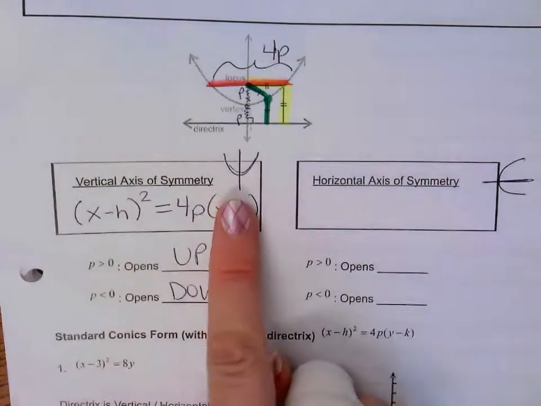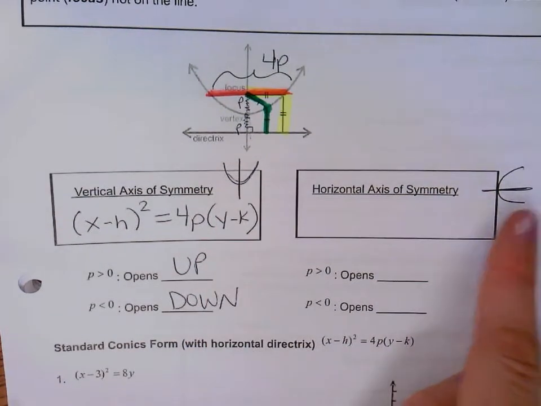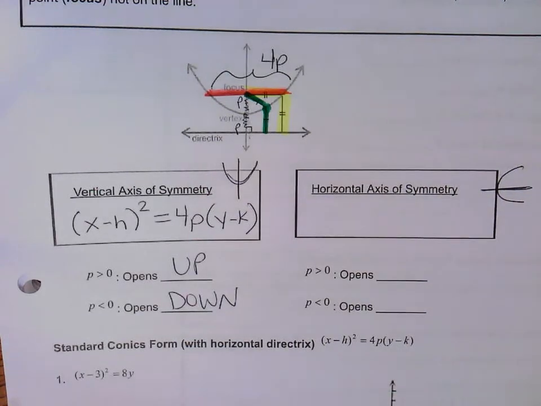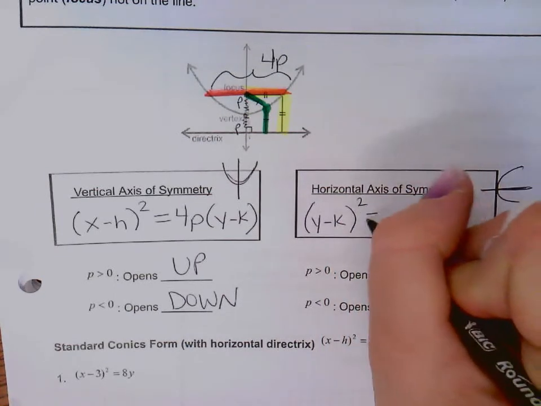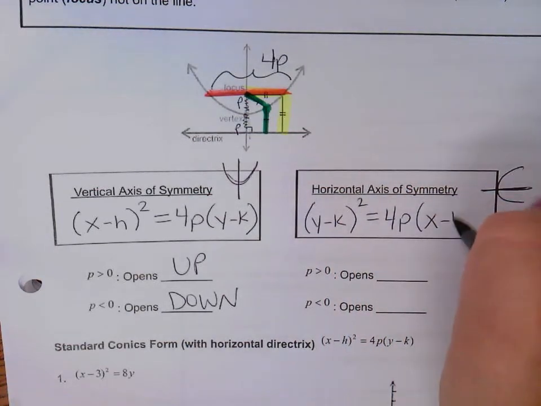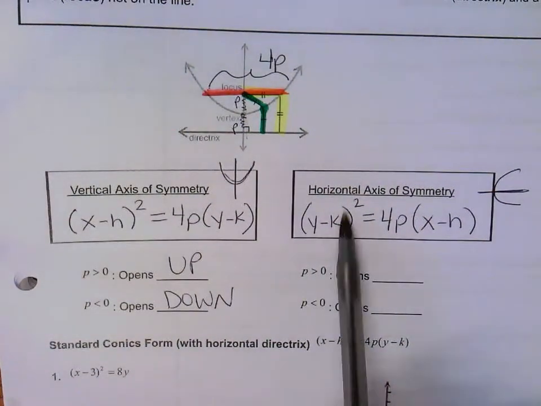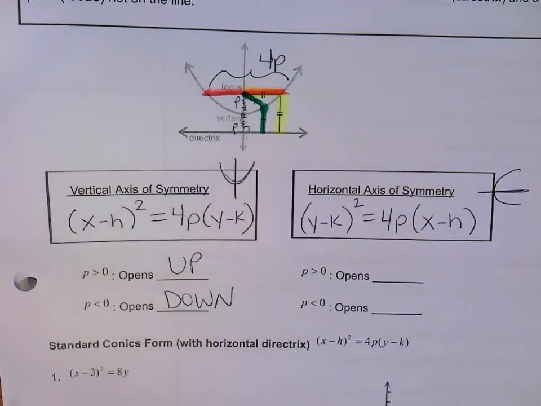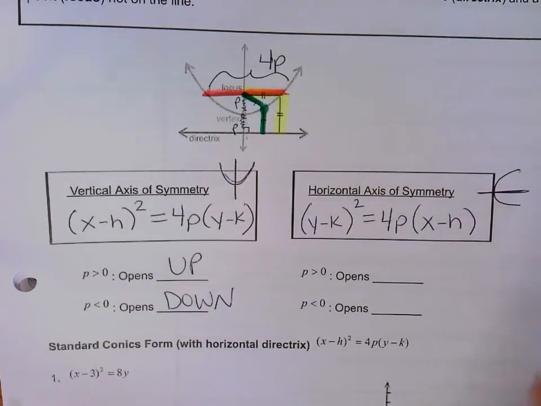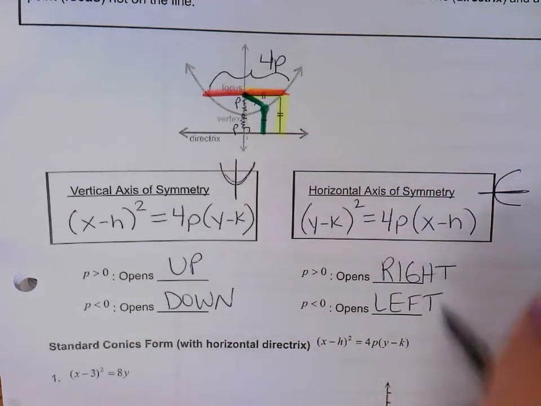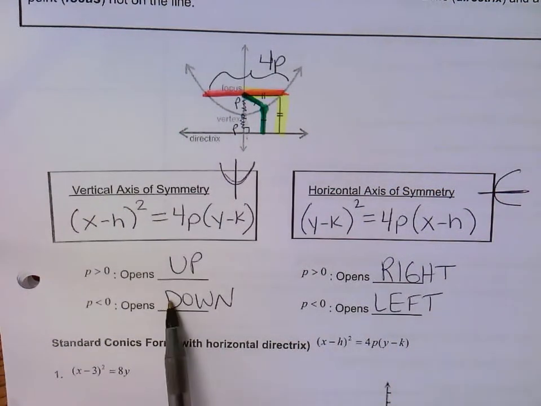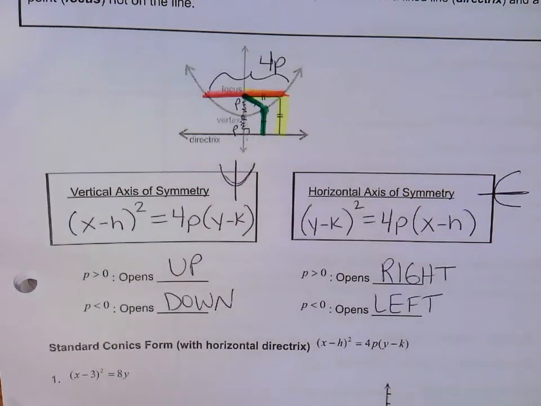That's if there's a vertical axis of symmetry, but we could also have sideways parabolas. So if we have a sideways horizontal parabola, it'll just be y minus k squared equals 4p x minus h. We've never had a y squared parabola before because that's not a function, right? Fails the vertical line test. And so if p is positive, our parabola will open to the right. And if p is negative, it will open to the left. So up, down, or right, left if it's a sideways parabola.